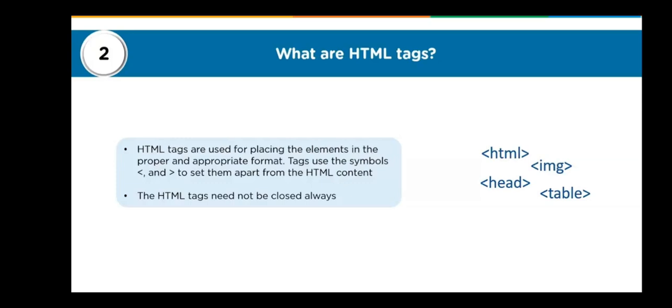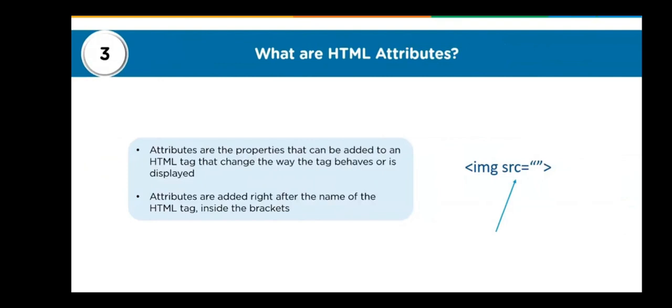Now, followed by the second question, we have our third question. What are HTML attributes? The attributes are the properties that can be added to an HTML tag that change the way the tag behaves or is displayed. For example, an image tag has a src attribute with which you can specify the source from which to display the image. Now the attributes are added right after the name of the HTML tag inside the brackets. The attributes can only be added to opening or self-closing tags, but never in closing tags.